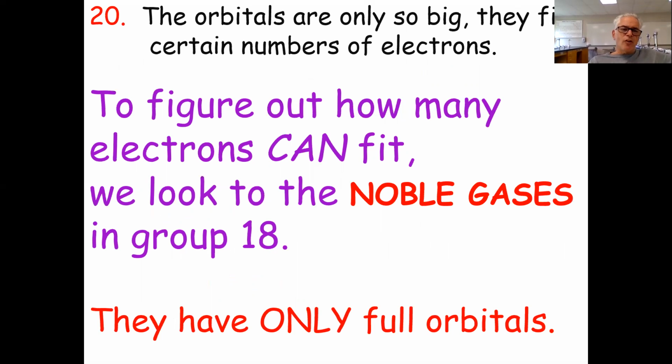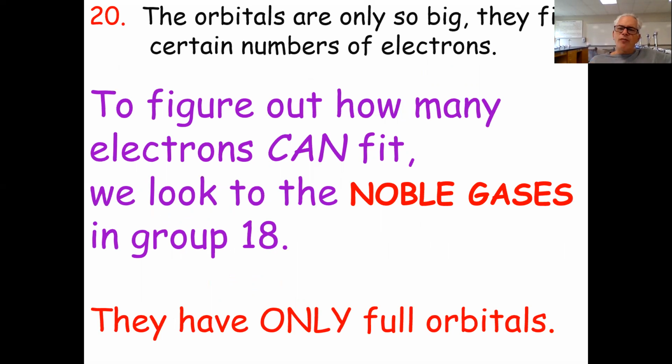Now, each orbital by size is only so big. They can only fit a certain number of electrons. Part of that has to do with the fact the electrons are negatively charged. They're all the same charge, and the electrons repel away from each other. They're attracted to the nucleus, but they repel from each other, so they can't really fit too many.